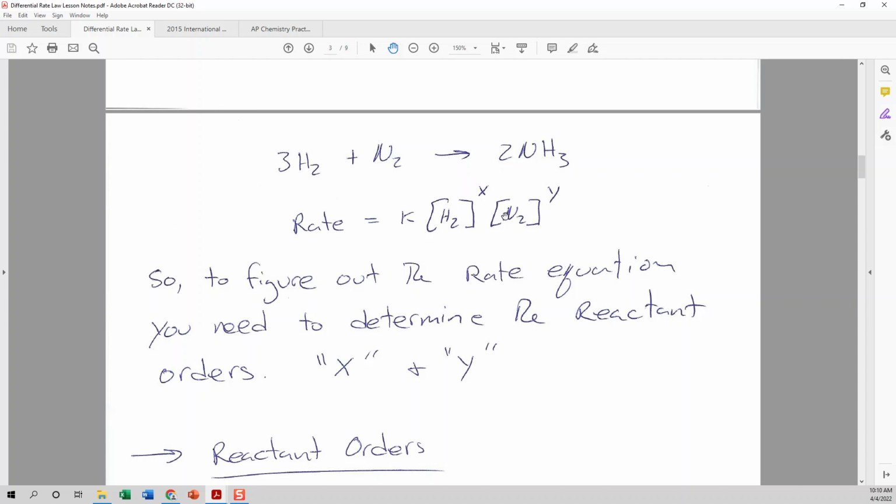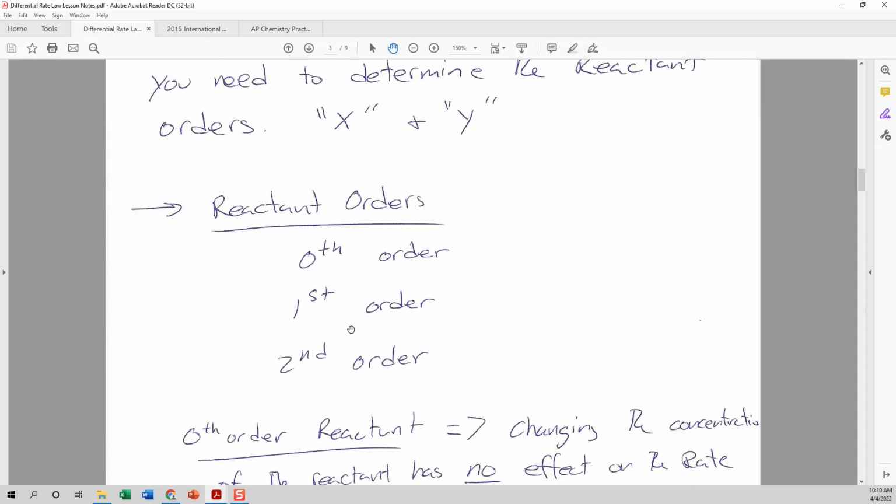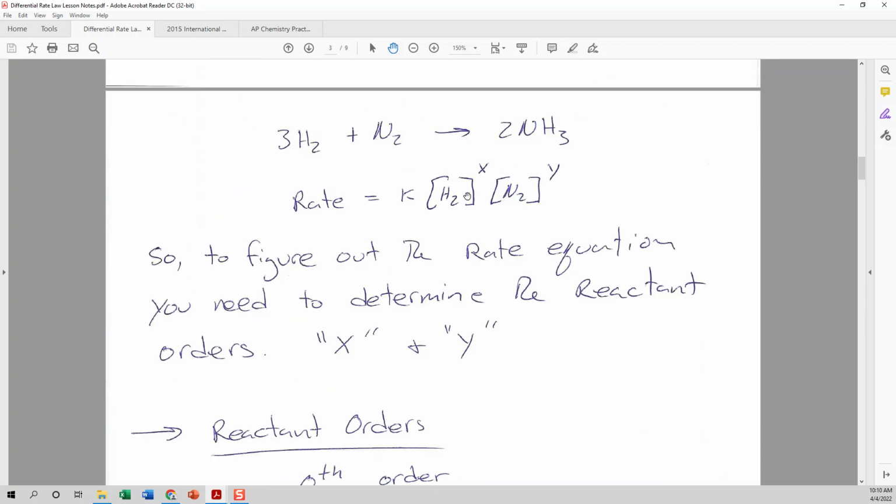And the same thing with nitrogen. Is nitrogen zero ordered, first ordered, or second ordered? Now, what does it mean? Well, if we look at the equation, think about it: if you plugged in a 0 here, what would that mean? Remember, this is the concentration of hydrogen, and what we're saying is the rate is going to change depending on these concentrations. But if this is a 0, what would that mean?